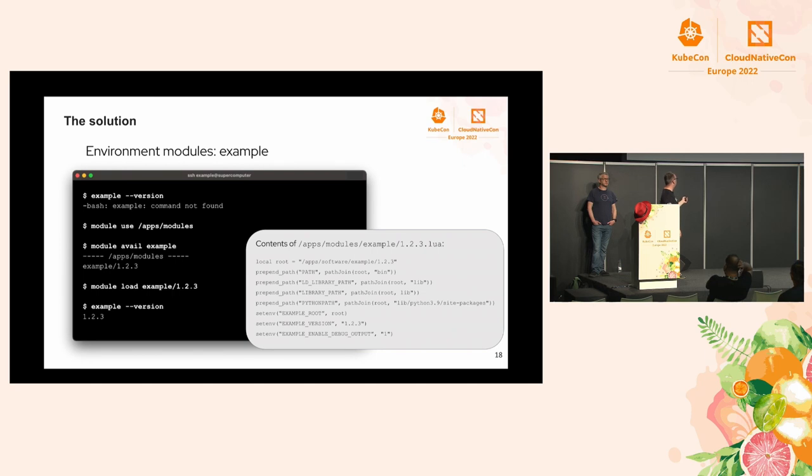We load this module, which just changes stuff in the background and the environment. And then we're ready to start using this example program. All the user has to care about is module avail, module load, and ta-da, magic happens, and the software is suddenly working. On the right, you see what's actually in the module file that you're loading. This is written in Lua, so it's written in a shell agnostic way. It's just expressing what has to change in the environment for the software to become available.